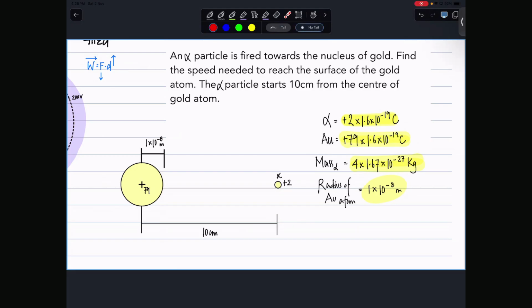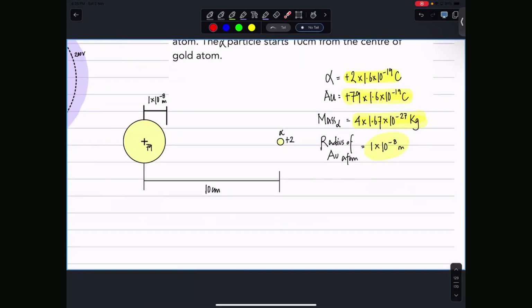So the alpha particle can come here, stop and go away. I want to give it enough energy so that it can reach the surface of the atom. So how can I do that? Can you tell me how would I be able to do this math?